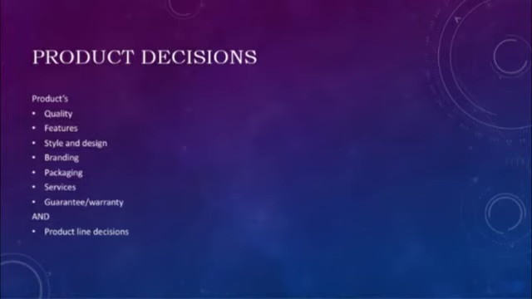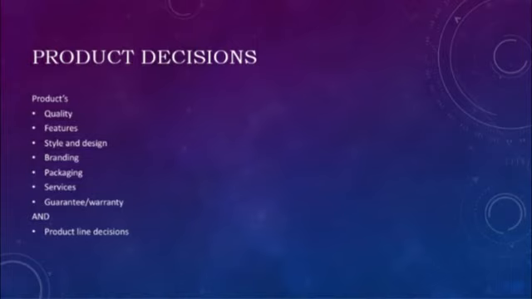Last one is product line decisions. Product line decisions are slightly different from product mix, as it includes a group or combination of products rather than a single product. A product line is a group of products that are closely related in terms of functionality and benefit, distribution channel through which they are sold, or the price range.